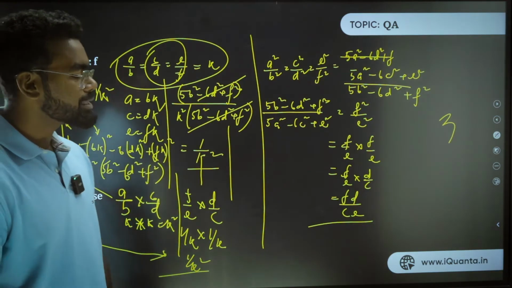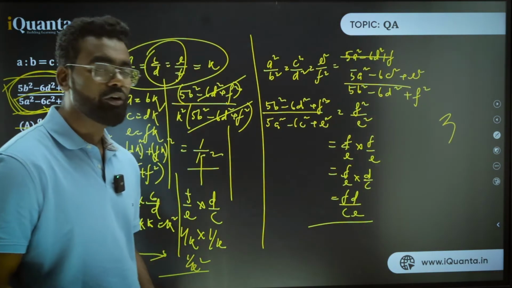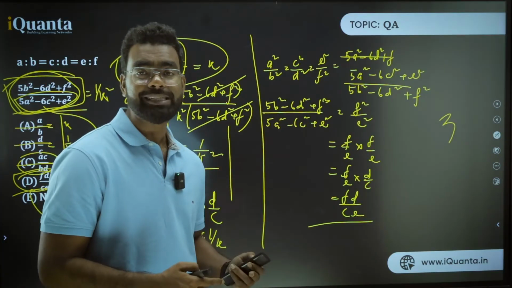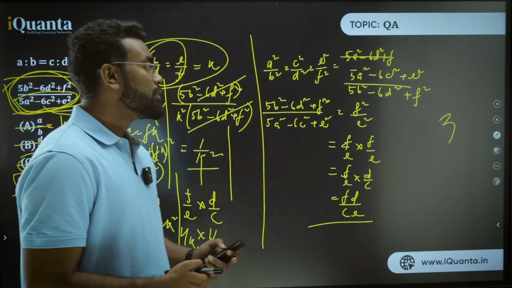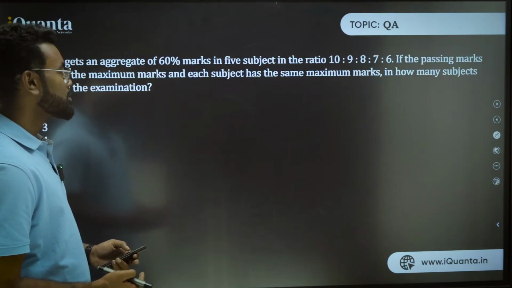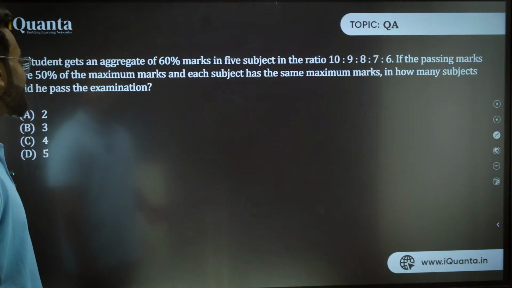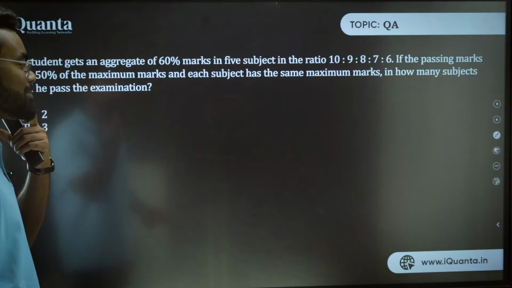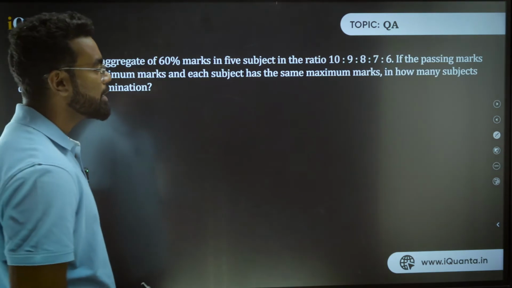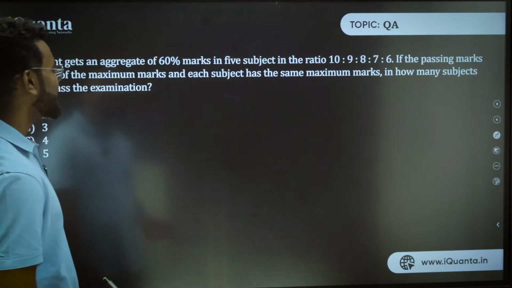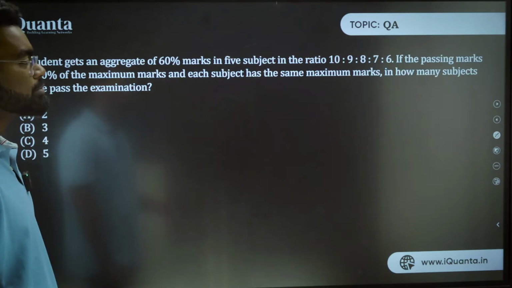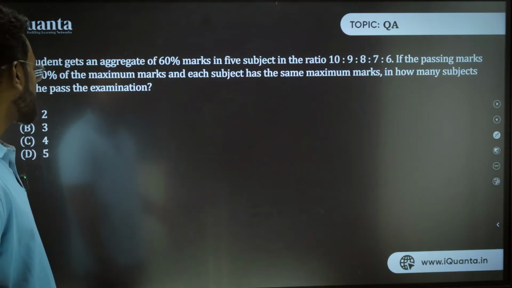So this is how you can solve this type of questions. I hope you have understood how I can use the property to solve this type of questions. So let's think about the next question. A student gets an aggregate of 60% marks in 5 subjects in the ratio of this one. If the passing marks are 50% of the maximum marks and each subject has the same maximum marks, how many subjects did he pass the examination?